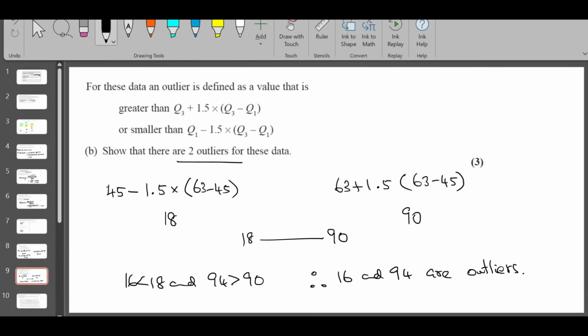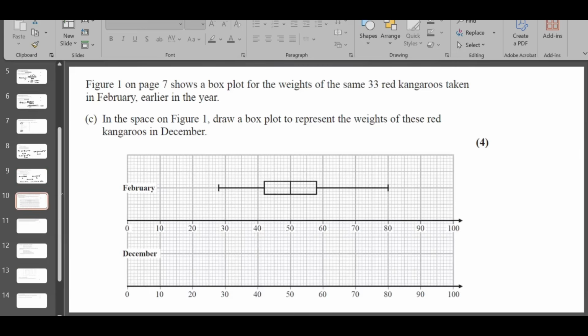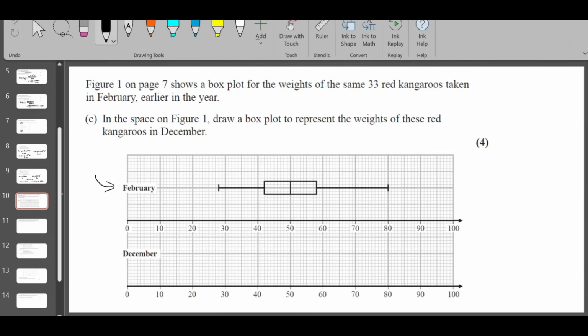That's all. Let's look at part C now. Figure 1 on page 7. This is Figure 1. It shows a box plot for the weights of 33 red kangaroos taken in February. This is the box and whisker plot for February. They want us to draw a box plot for the weights of these red kangaroos in December. They want us to draw this actually.